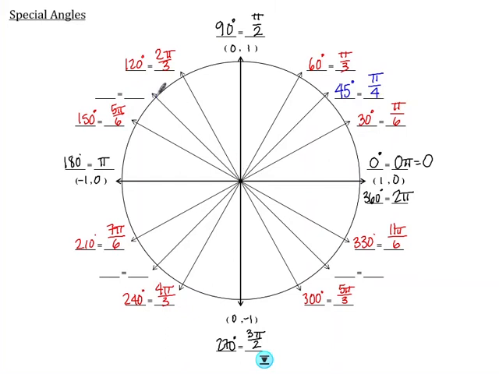This angle in the second quadrant is 135 degrees, which is 3 pi over 4 radians. The next one is 225 degrees, which is 5 pi over 4 radians. And the last one is 315 degrees, which is 7 pi over 4 radians. So these are all of the special angles on the unit circle. They are all multiples of 30 or 45 degrees. Now let's take a look at the trig functions for these angles.